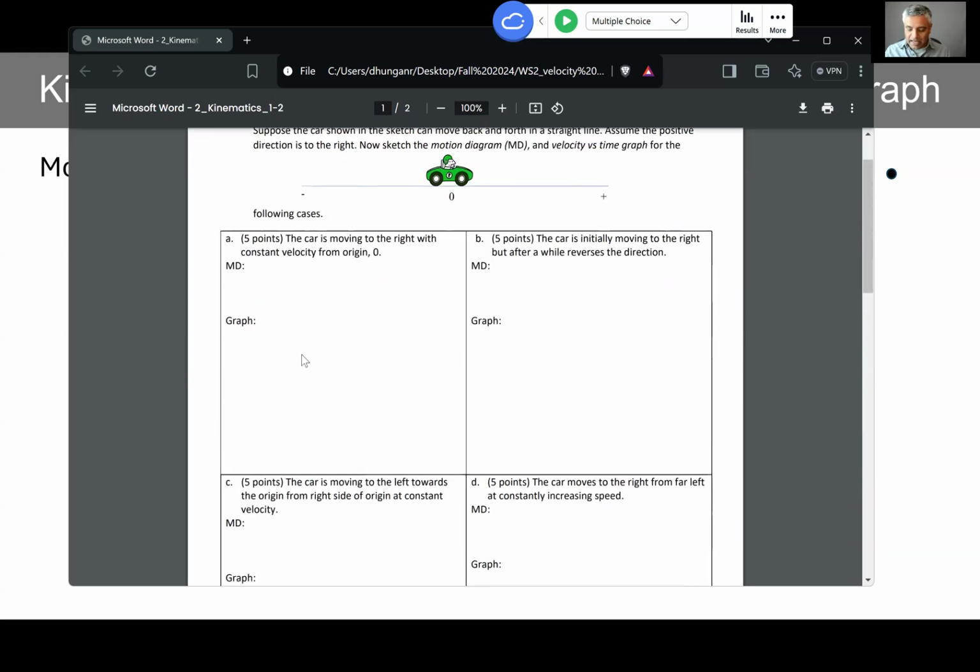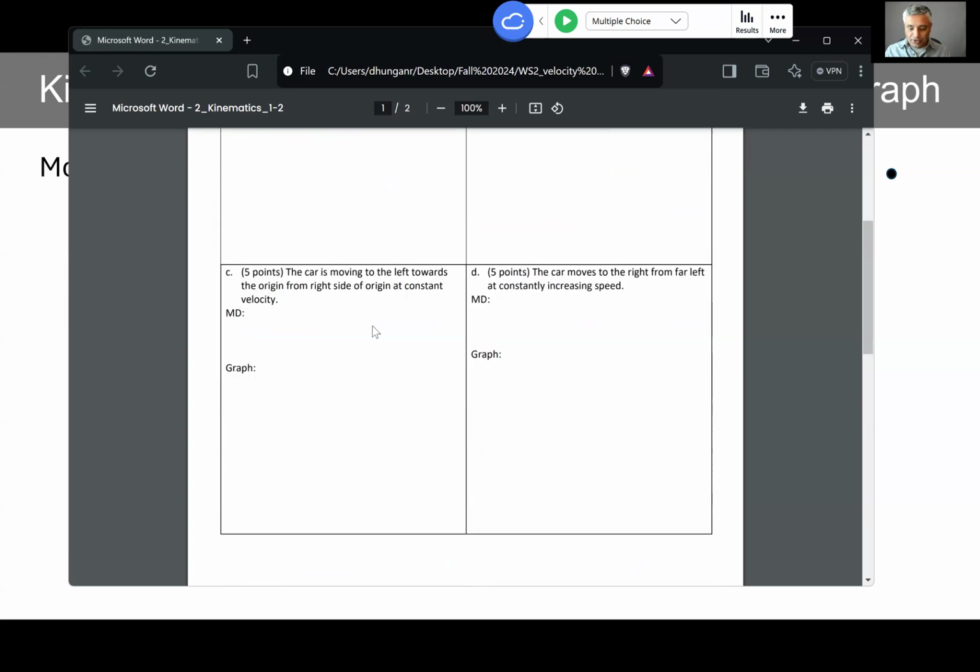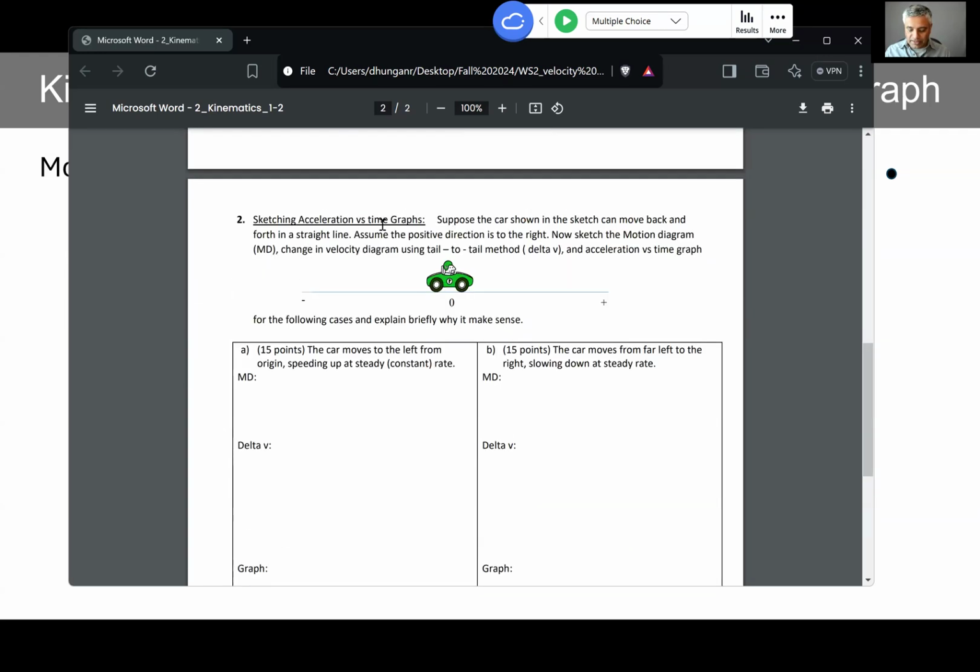So one has a velocity versus time graph. Another one has an acceleration versus time graph. So two questions with two different kinds of graph. One is velocity versus time. Another one is acceleration versus time graph.